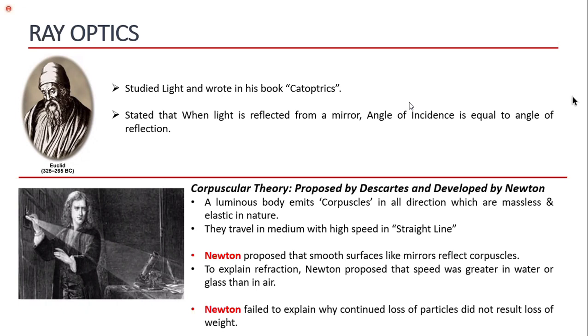Now somebody asked Newton, if light consists of particles and light is going and hitting the mirror and coming back, then why is there no loss of weight? Because obviously it is losing particles. Newton was not able to explain it, so he left it like that. Okay, understood?